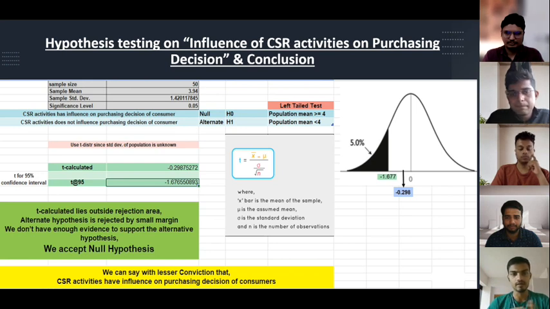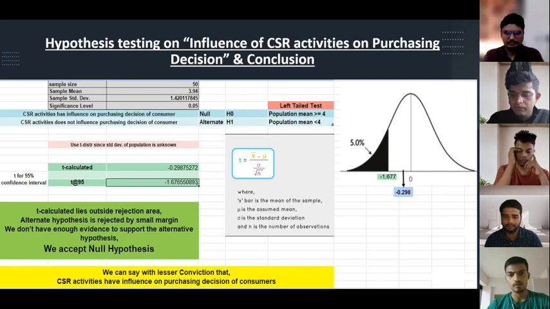So, our null hypothesis is that if the population mean is greater than or equal to 4, we will consider that CSR activities have influence on the purchasing decision of consumers. Whereas if it is less than 4, then it becomes the alternate hypothesis, where CSR activities do not influence the purchasing decision of consumers. Going ahead, we have used the T distribution since, as we discussed in class, whenever the standard deviation of the population is unknown, which is our case, we use the T distribution. So we calculated T using the formula shown, x bar minus mu upon sigma upon root n.